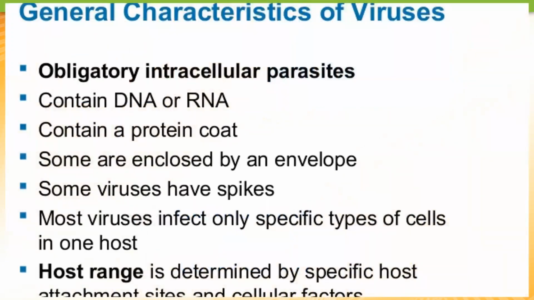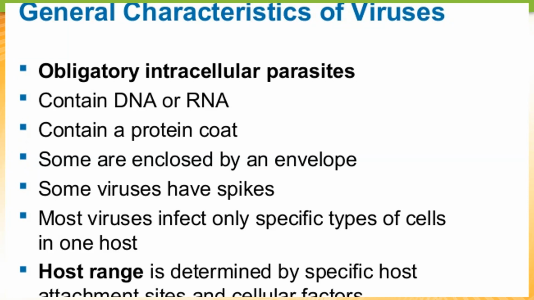So when we look at a virus, we look at general characteristics of the virus. To start out with, viruses are obligatory intracellular parasites. And this is very important to understand, that viruses cannot survive on their own. They need some kind of host. They either contain DNA or RNA, which is kind of the brain of the virus. Some contain a protein coat. Others are enclosed by an envelope. Some viruses have spikes that allow them to attach to the host tissue and be able to replicate rather easily.